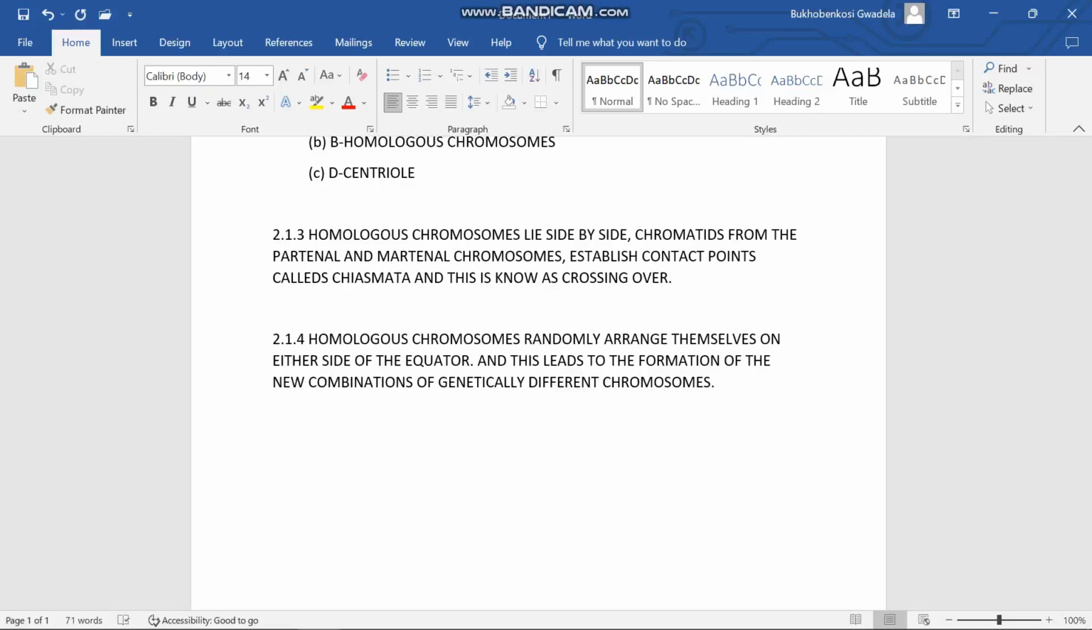Then the last one, you can say in the daughter cells, which are gametes, causing variation in the next generation. That's how it goes. That's out of 3 marks.